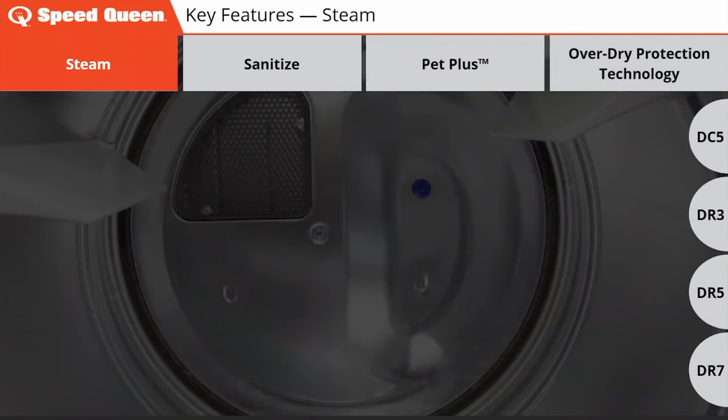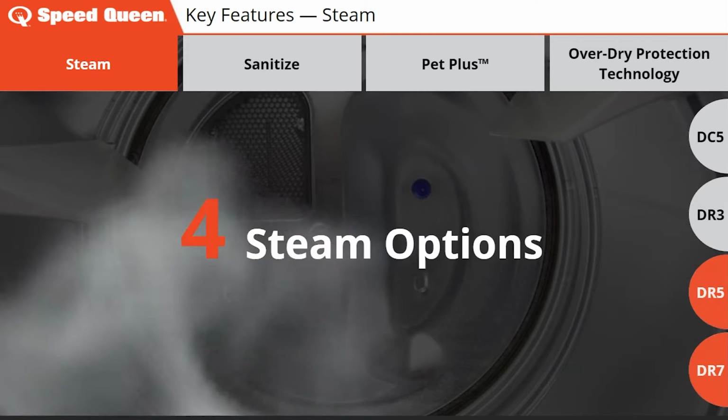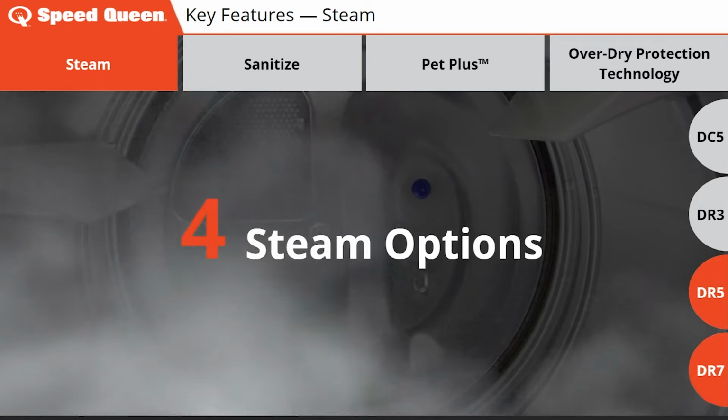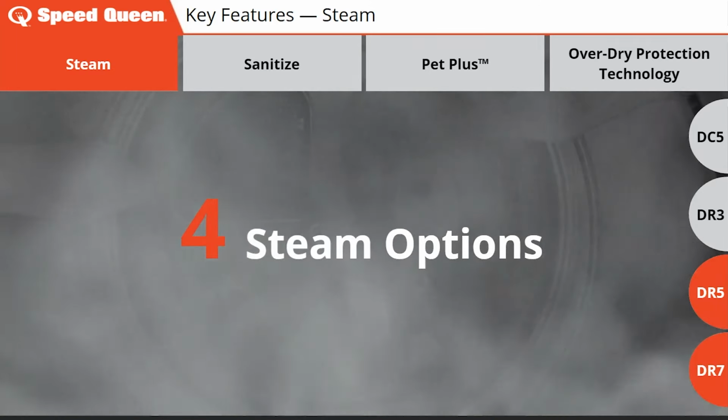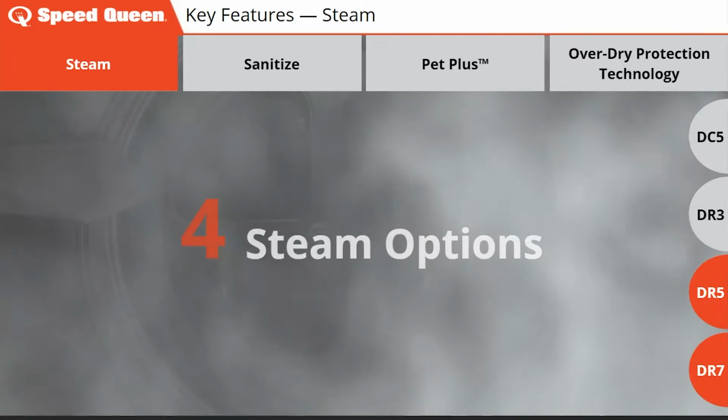Speed Queen dryers feature 4 steam options, depending on the model. This feature injects a fine mist at different points during the cycle depending on the steam feature selected.